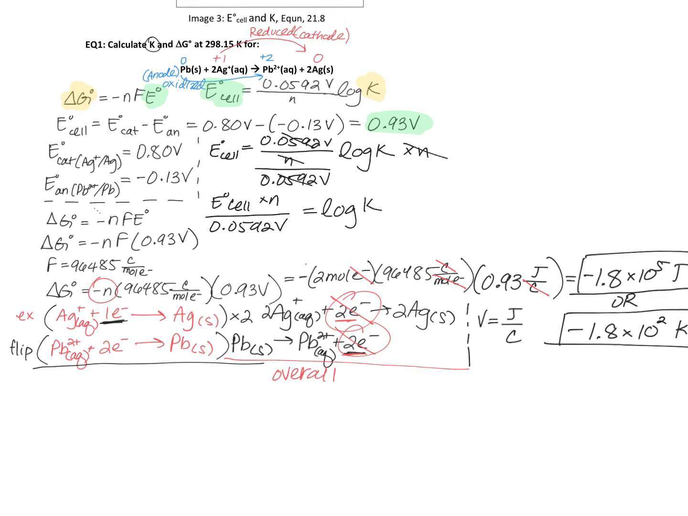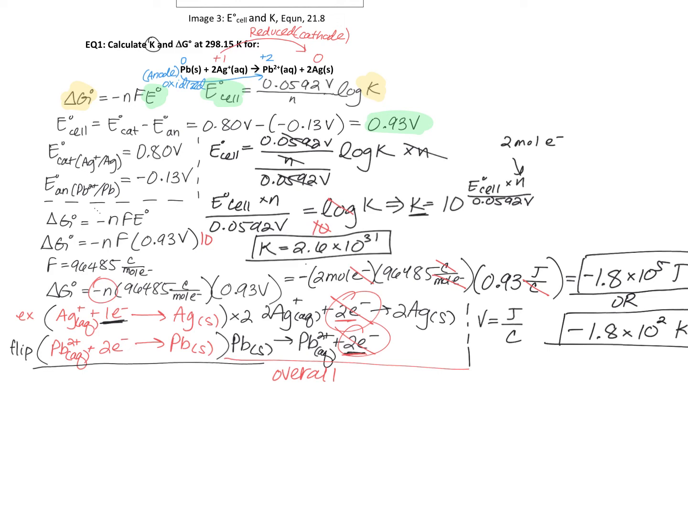To get rid of that log, you're going to do base 10 to each side. So you end up with K is equal to 10 to the E cell times n over 0.0592 volts. Now, remember in this problem we have 2 moles of electrons, and that K is a unitless value. So go ahead and evaluate that. Pause the video and then check back for the correct answer.